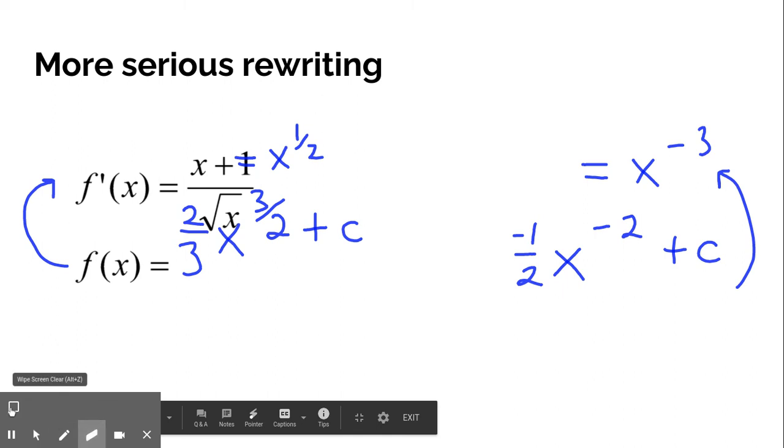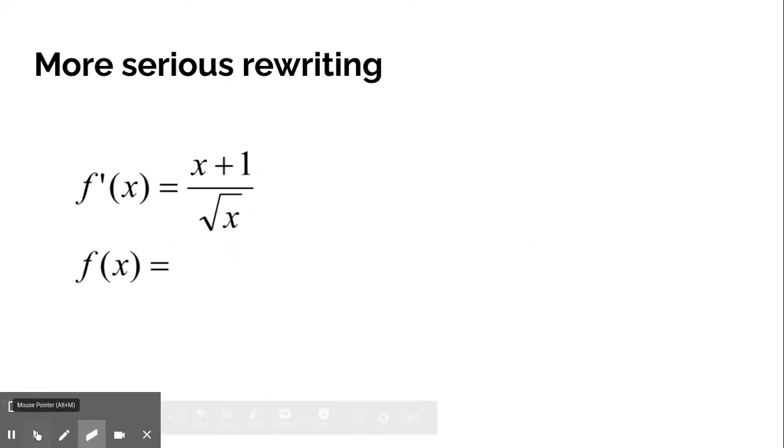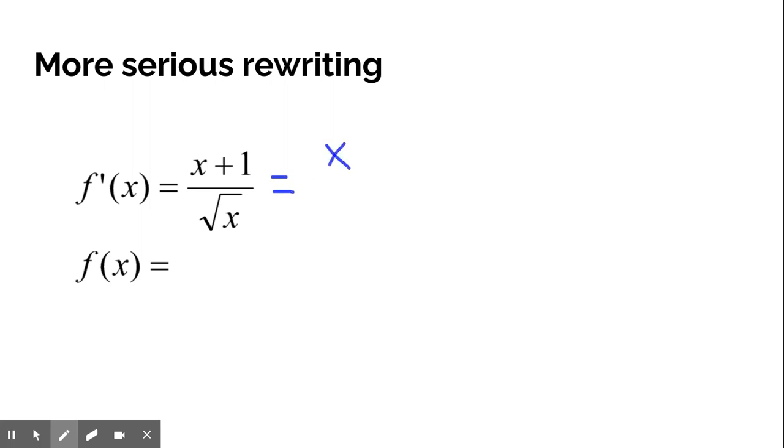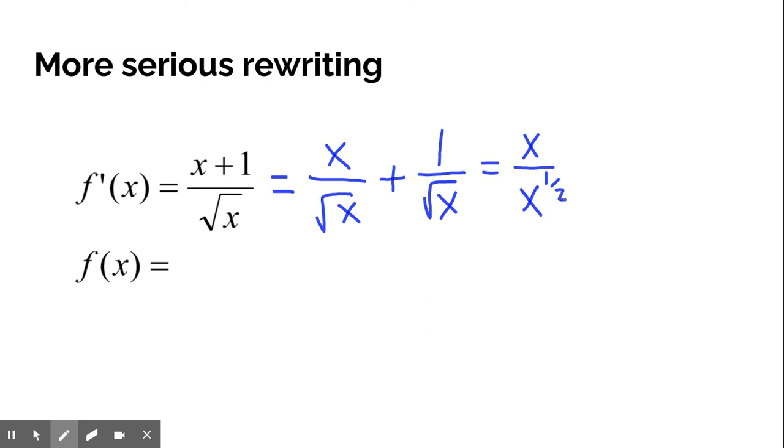Okay, so let's move to the next page. We'll clear this off. Sometimes the rewrite's a little bit more serious, right? As you can see here, I don't really have a rule for this. What I'm going to do instead is break this apart and make it two separate fractions. I'm going to make this x over the square root of x plus 1 over the square root of x, just undoing that fraction addition. I know that this is the same thing as x over x to the 1/2 power plus 1 over x to the 1/2 power, which is then the same thing as x to the 1/2 plus x to the negative 1/2.